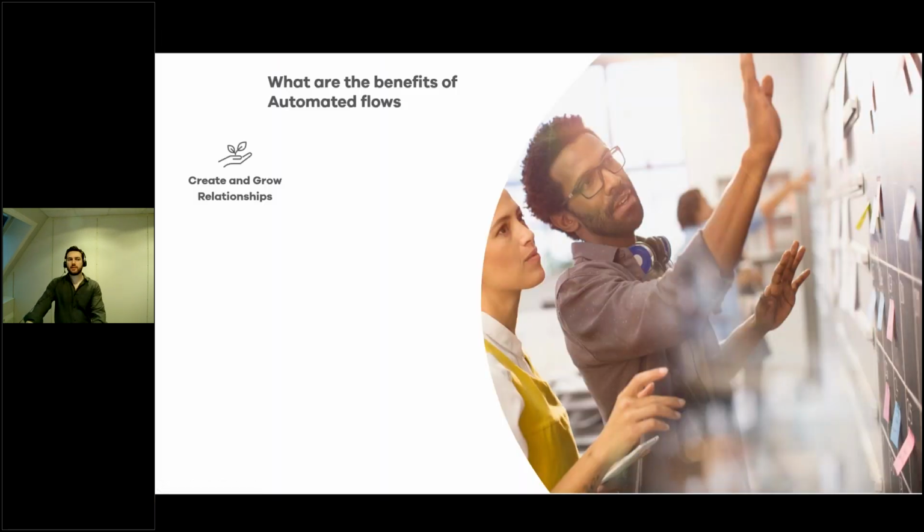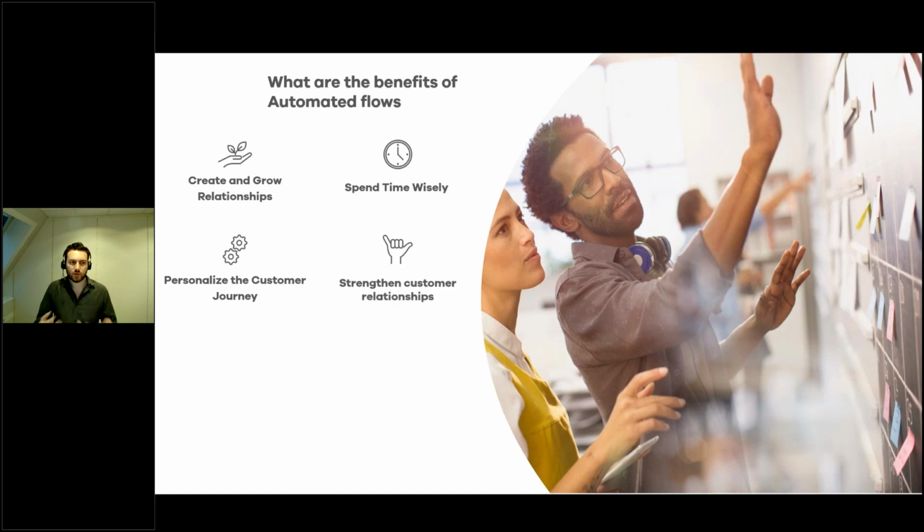And what are the benefits of using automated flows? The first one is that we can create and grow relationships. The second one is that we can spend time wisely. That means that we can spend time on what actually gives us a lot of value, instead of spending a lot of time trying to find participants, do the segmentations, and do a lot of repetitive work. We can personalize the customer journey. So based on actions either in Lime or in the communications that we send out, we can personalize the next step. Of course, that helps us strengthen our customer relationships.